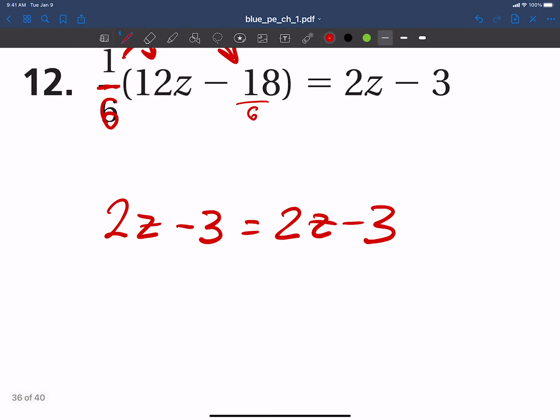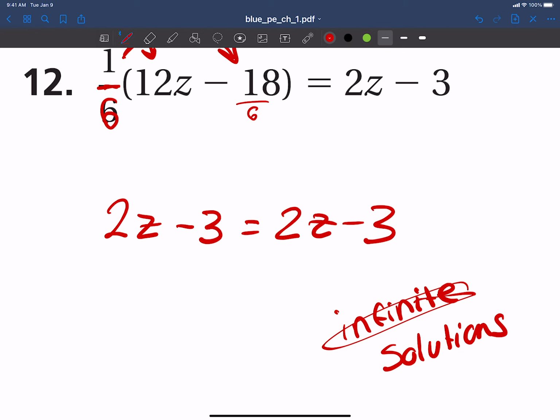How did you know? Because they're the same. 2z minus 3 is 2z minus 3. Now, if you catch that right away, you don't have to go on, and you could just say it is infinite solutions.